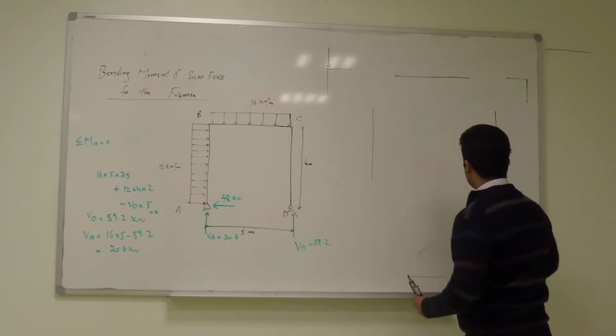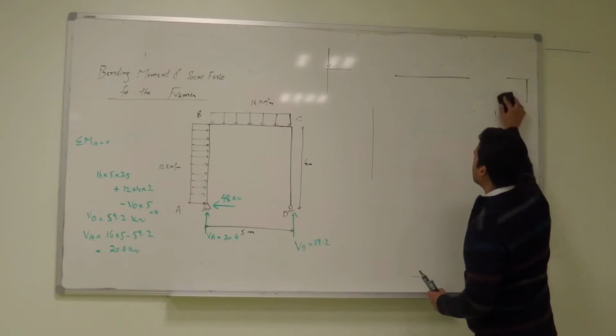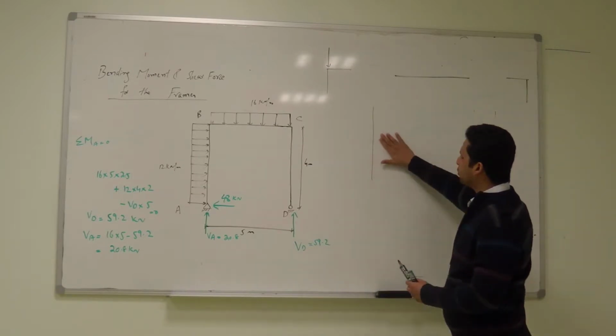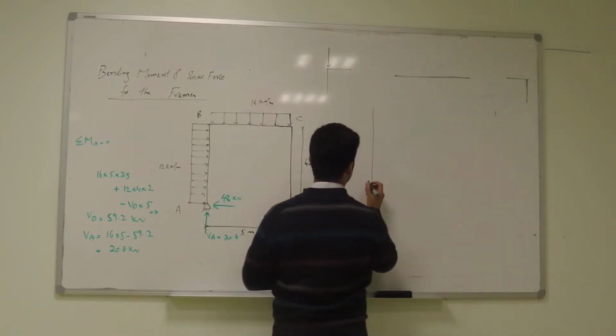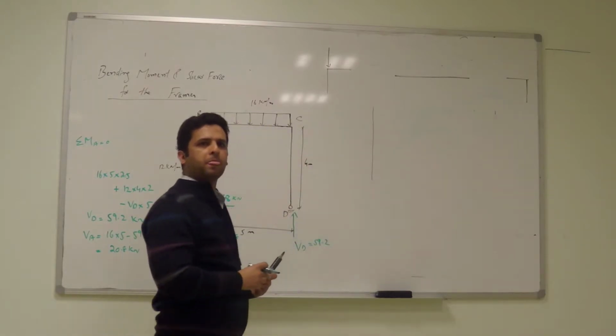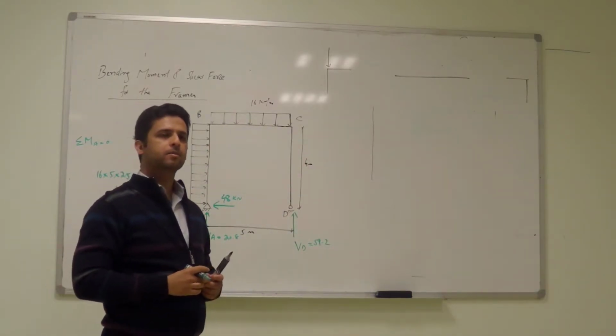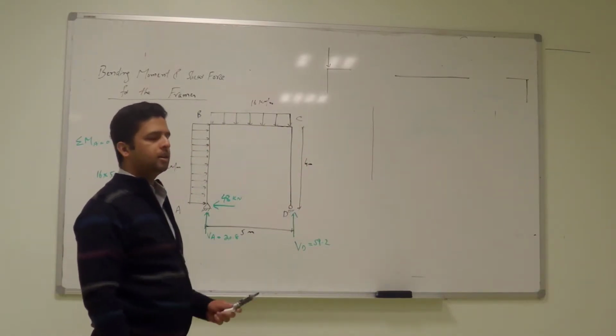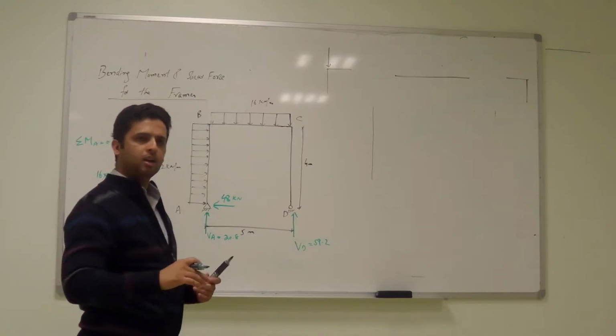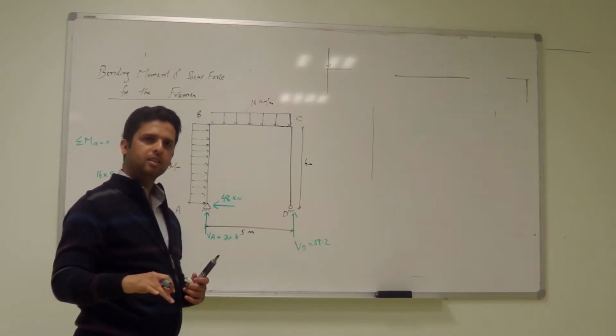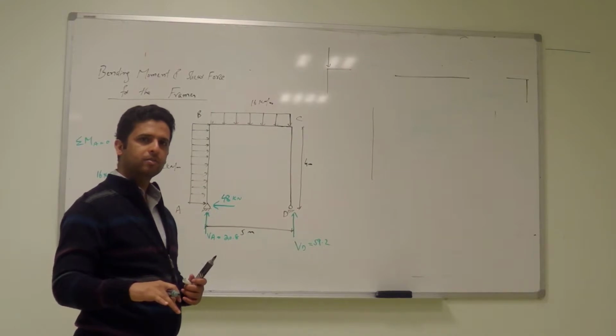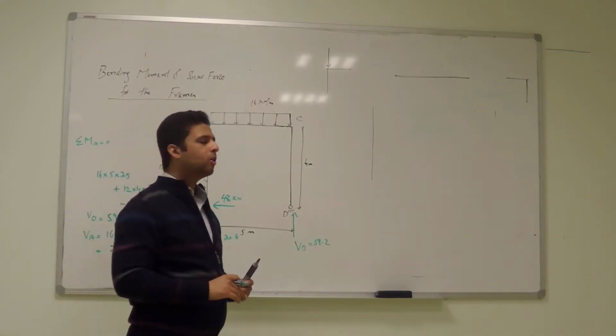For example, let's draw first the bending moment diagram for this member, and the shear force diagram. What axis? The x-axis, from where to where? Distance. Okay, I'll do it.